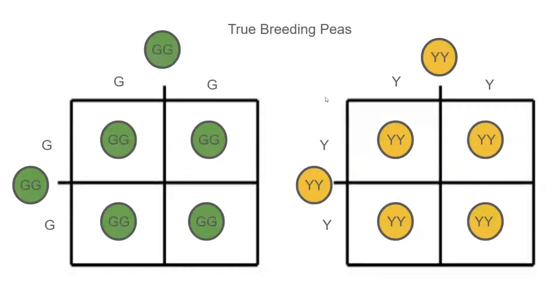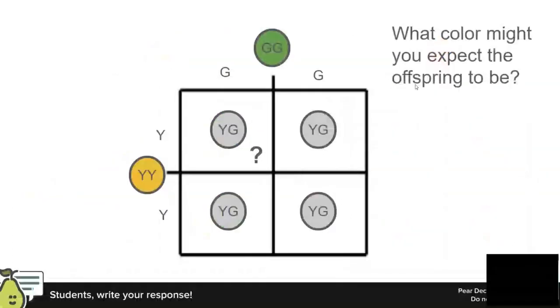Then he got this clever idea. What might happen if I mix a green pea with a yellow pea? So he did that experiment. He crossed yellow with green. According to his Punnett square, he could pretty safely assume that he would inherit one Y allele and one G allele, or one yellow allele and one green allele.